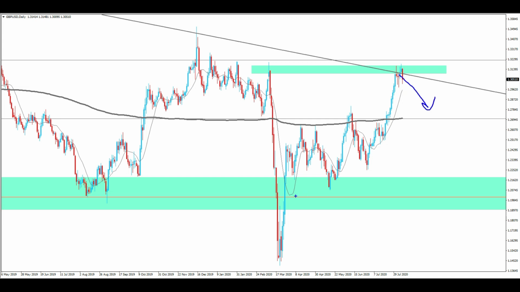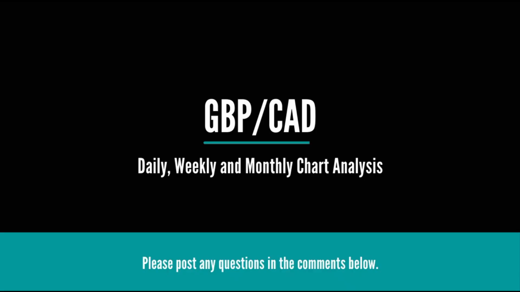We don't know if it's going to hit these areas down here, but we are expecting a move to the downside as people start to take their profits. And we'll just wait and see to make some entries in the lower time frames like the 4 hour and the 1 hour early next week. And last but not least, GBP CAD.